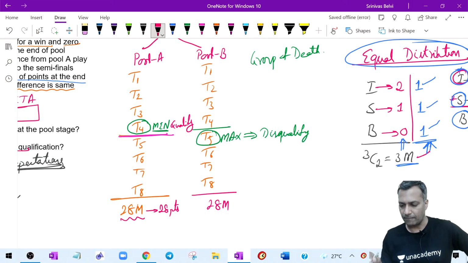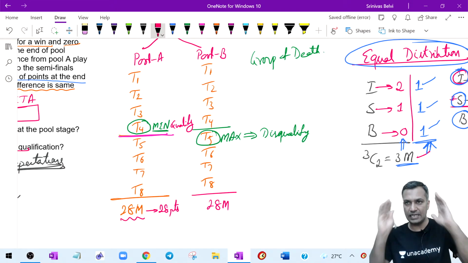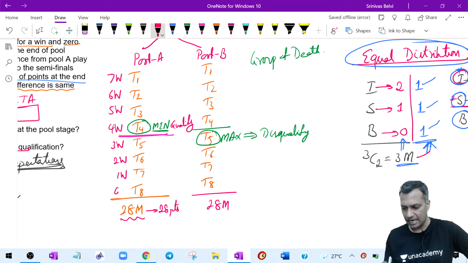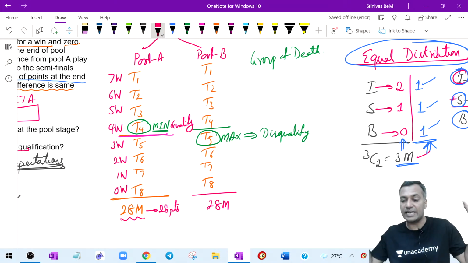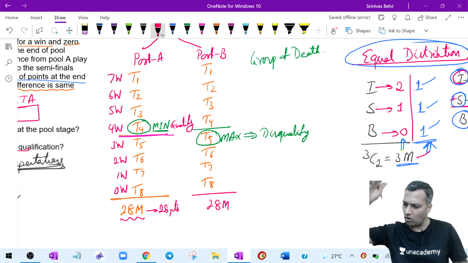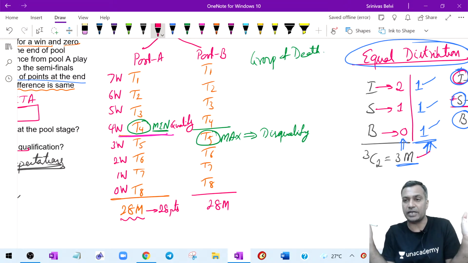Let me come to the minimum side and explain this. Ideally, what is expected? Let me write the ideal so that you have that figure in your mind. Ideally, I expect 7 wins for this team, then 6 wins, 5 wins, 4 wins, 3 wins, 2 wins, 1 win, and 0 wins. This is the ideal scenario. Team 1 will beat all the 7 teams below it, team 2 would beat all the teams below it, and likewise. That's ideally expected, but reality might appear different as well.